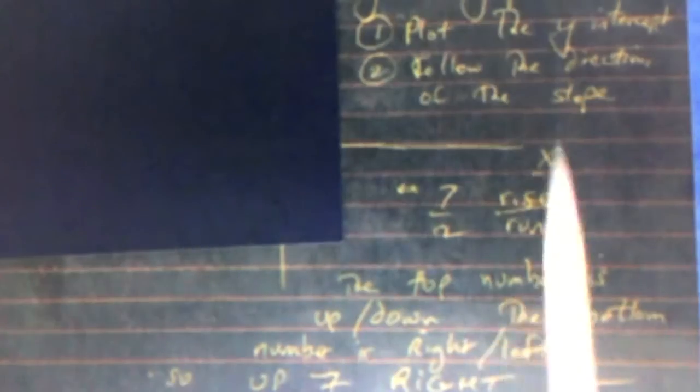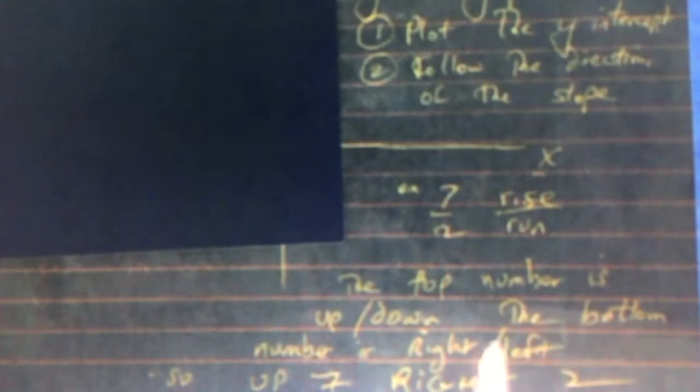Here are the instructions for graphing. We're going to plot the y-intercept and then follow the direction of the slope, rise over run. Number one, we plot the y-intercept, because it's a point. Then we follow the direction of the slope, which tells you 7 over 2: rise 7, run 2. In other words, the top number is the up and down direction, the bottom number is the right and left. So we're going to go up 7 and right 2.